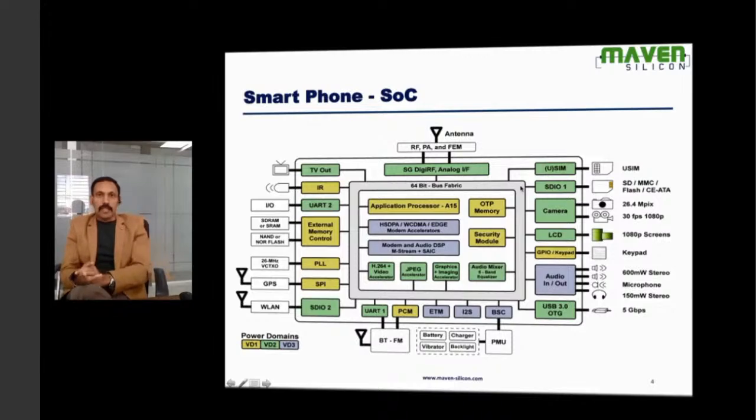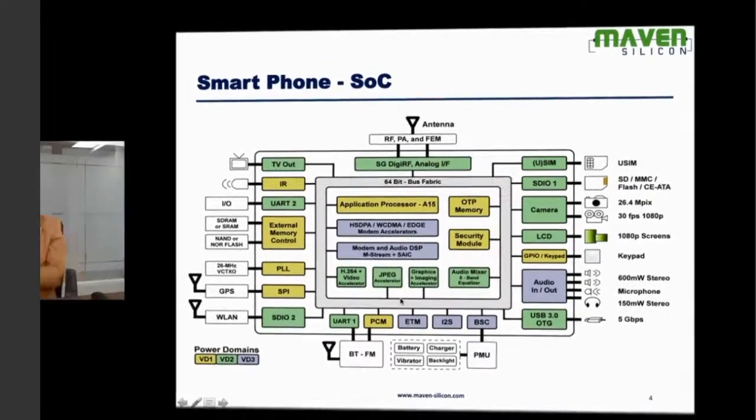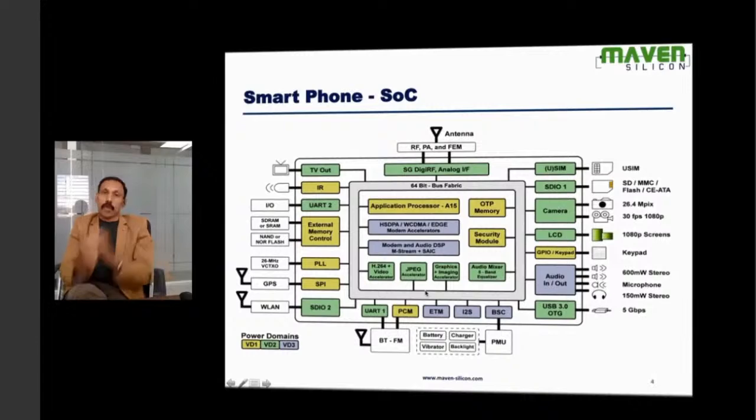Now look at this engine at the center. It's composed of various kinds of IPs. There are different kinds of IPs. You need different kinds of processors, like graphic processors, ARM cores, DSP cores, audio processors, video processors, security IPs, modem accelerators, JPEG accelerators. So the engine is composed of various kinds of processor IPs, and this engine is going to process all the information.